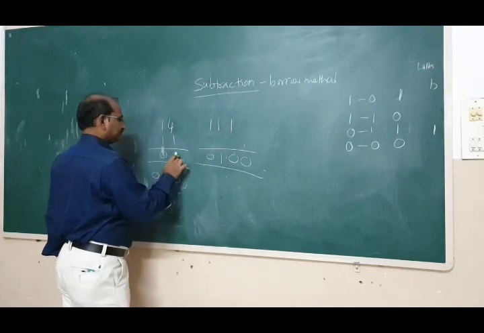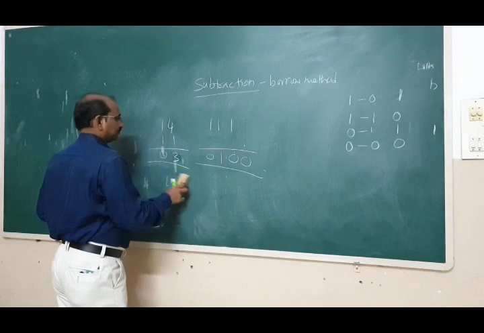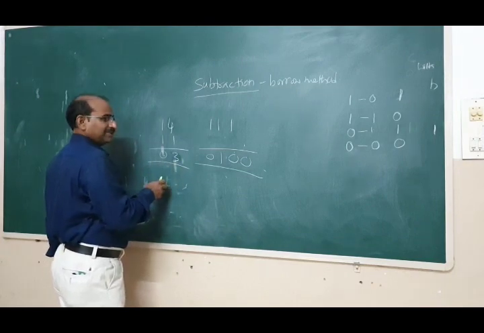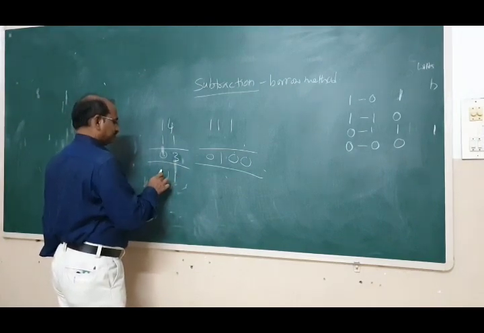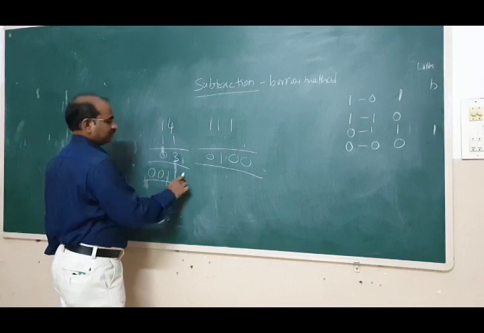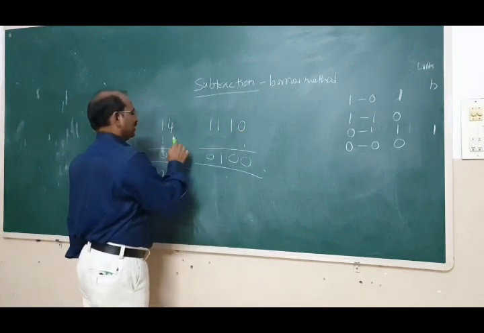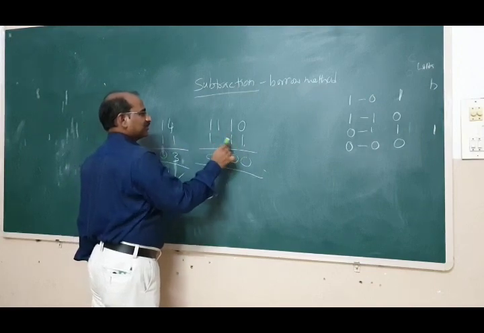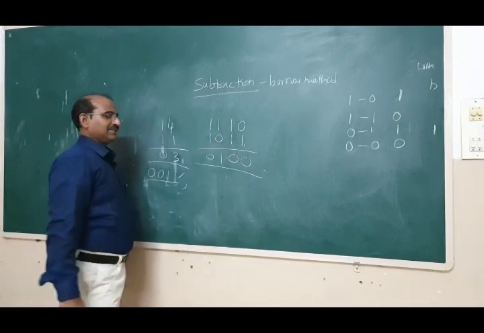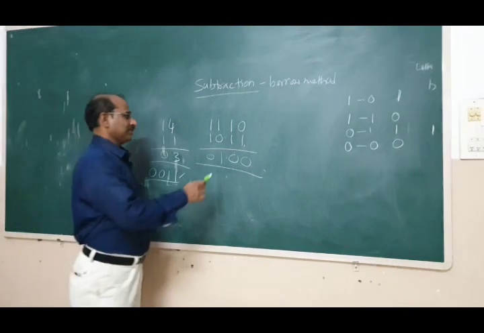14 is 8 plus 4 plus 2. So 3 means 2 plus 1. You should get this here. 8 plus 4 plus 1, 14. 11 is 8 plus 2 plus 1. So here we are getting the borrow.